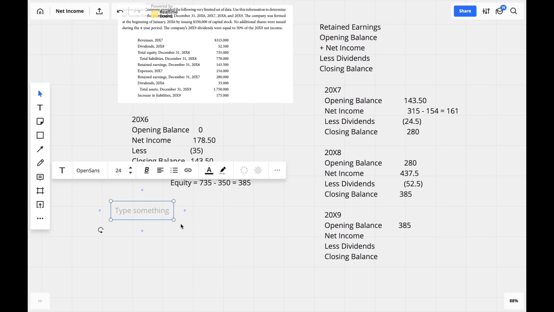We have total assets. If we use the accounting equation, assets equals liabilities plus owner's equity, we have $1.75 million. Liabilities, so if we look at what was last year's liabilities, it's actually $770,000 for last year, and there's been a $175,000 increase during the year. So liabilities is actually $945,000.